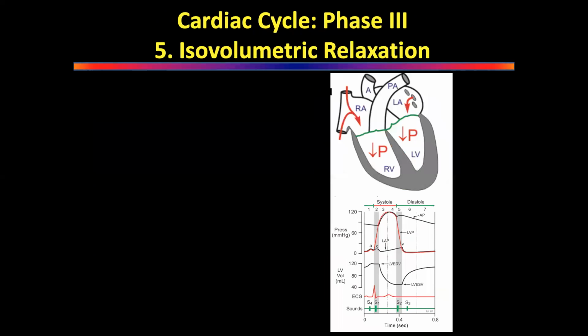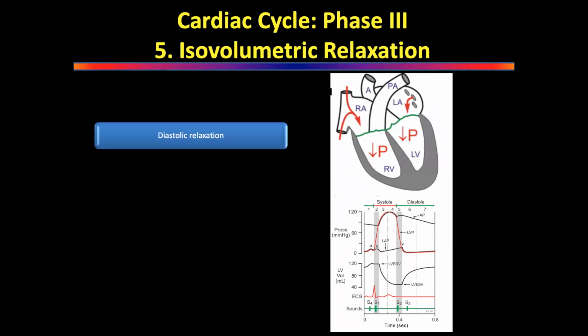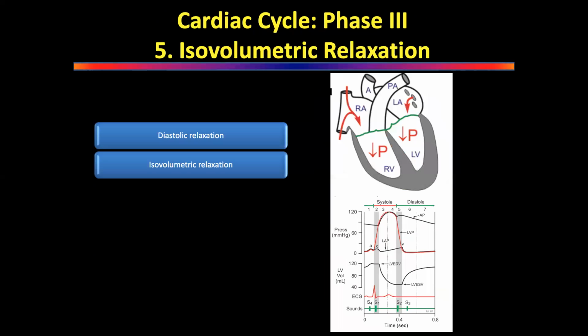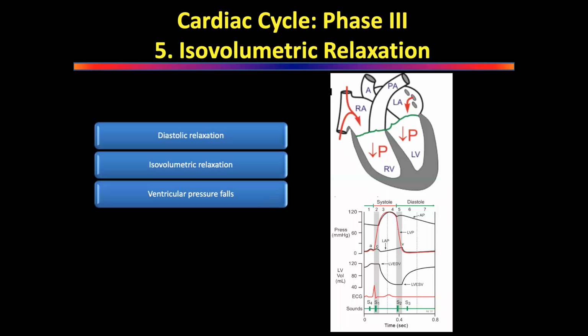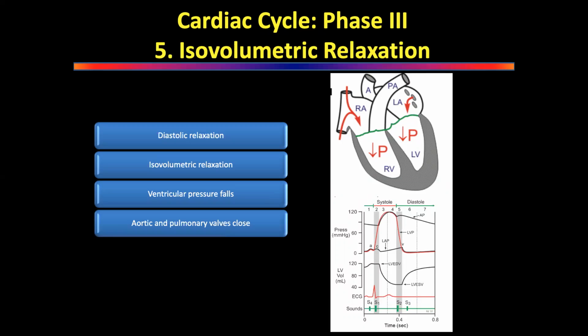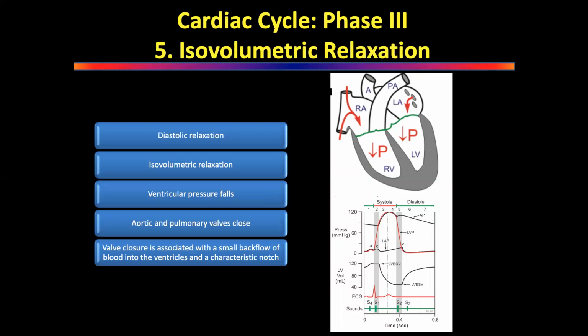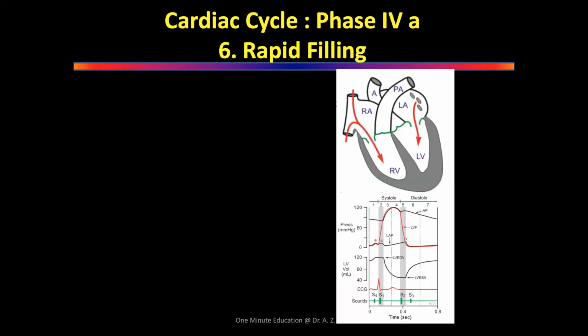Isovolumetric relaxation. When the aortic or the pulmonary pressure exceeds the ventricular pressures, the valves close. The AV valves are already closed at this point. So when the ventricle muscle goes into a phase of relaxation, the volume remains the same. Same volume, but relaxation. So the pressure drops in the left ventricle.